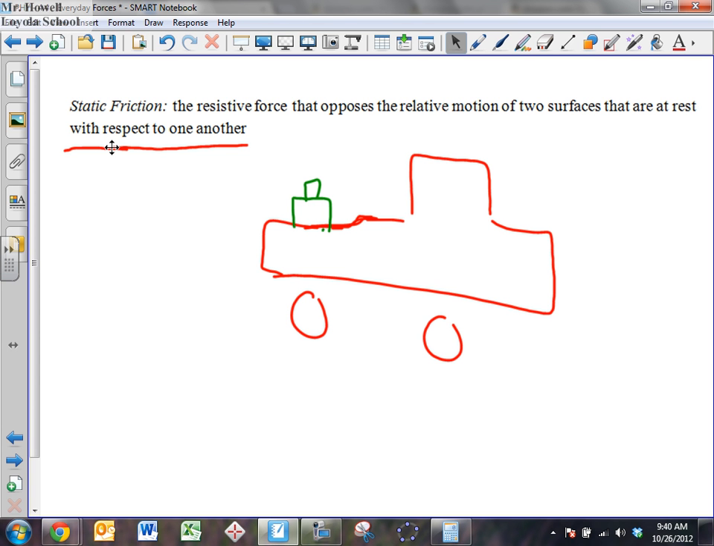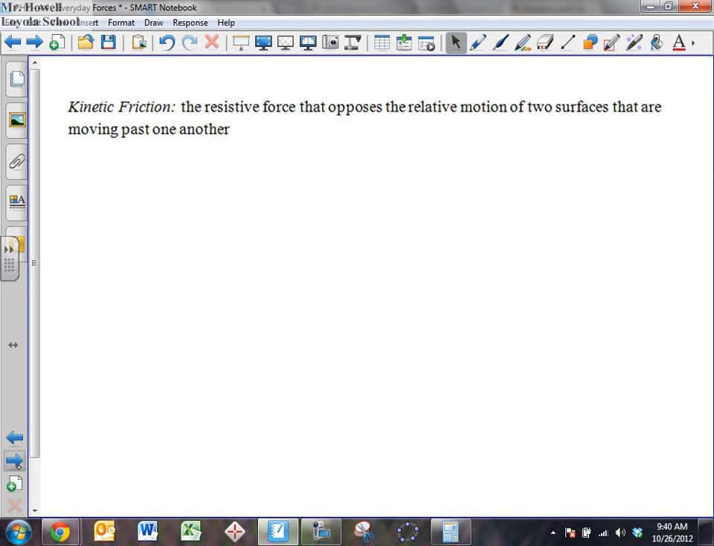So, static means not moving. The two objects or the two surfaces are not moving. Again, it's very important that you notice that because we're going to have problems where you have a truck moving with two objects on top of it. If they're not moving with respect to each other, it's static friction. If they're sliding around, then it's kinetic friction. What if one is moving and the other is not? It's kinetic. So they both have to be at rest with respect to each other.